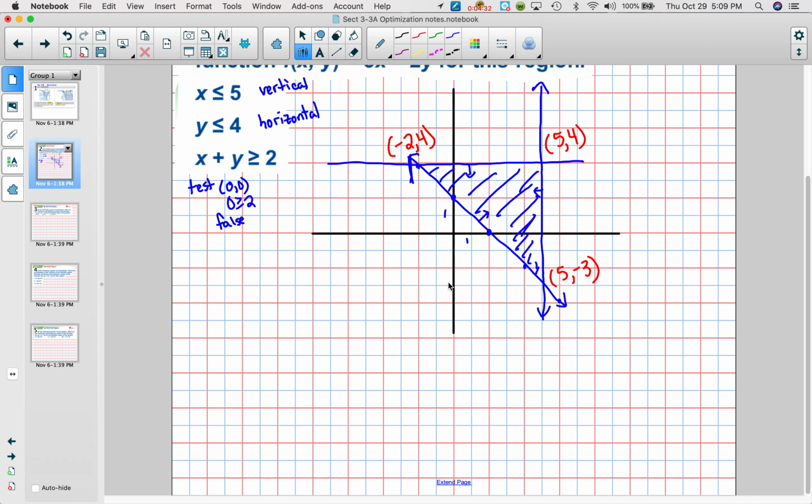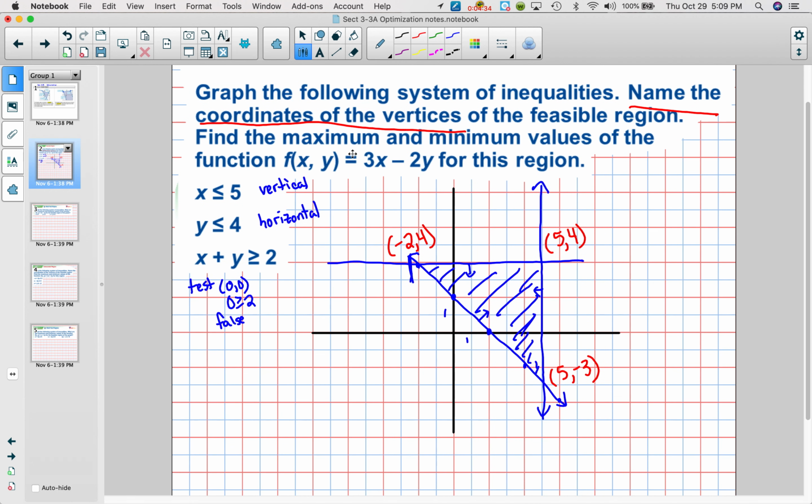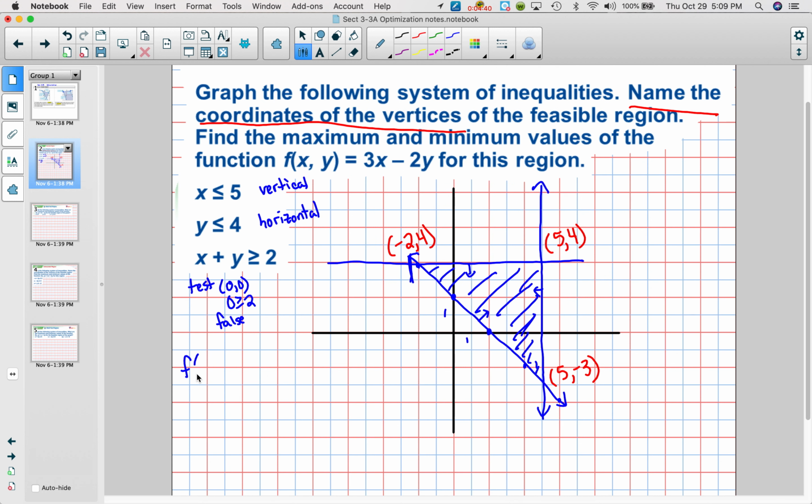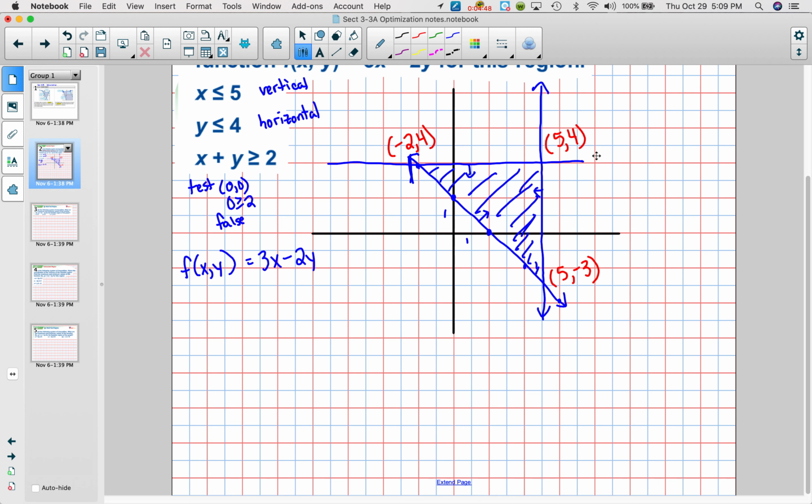Now we've got this function, this f of x, y. So what we're going to do is we're going to take our values that we got for our vertices and we're going to plug them in for x and y, and we're going to see which one gives us the largest value. So I'm going to make a little table. I'm going to have x, y, and f of x, y. So we have negative 2, 4, 5, 4, and 5, negative 3.